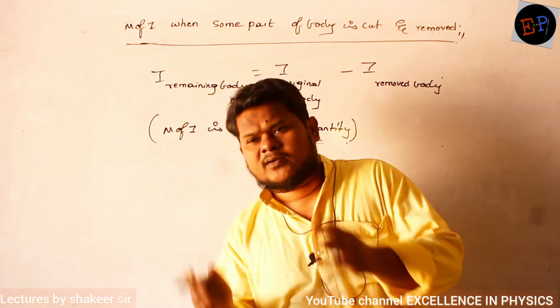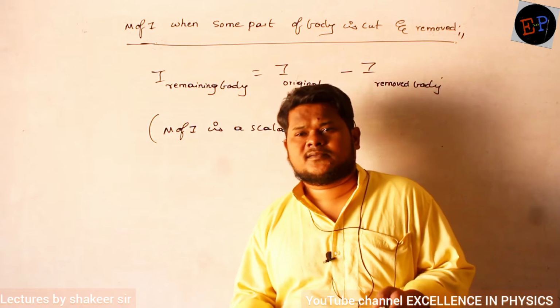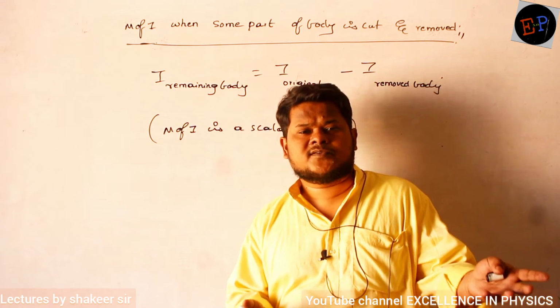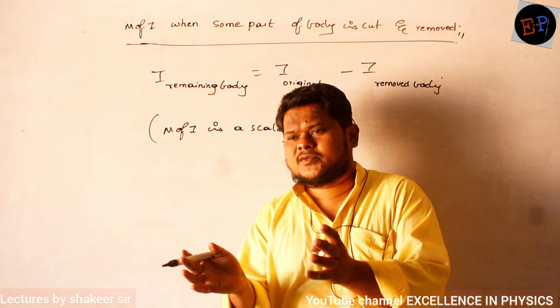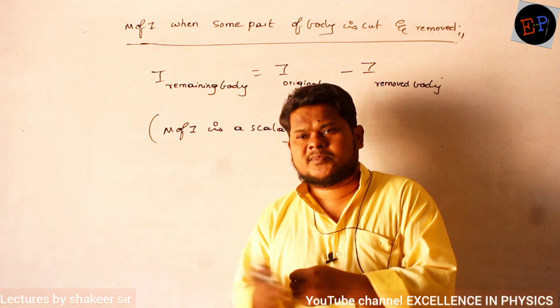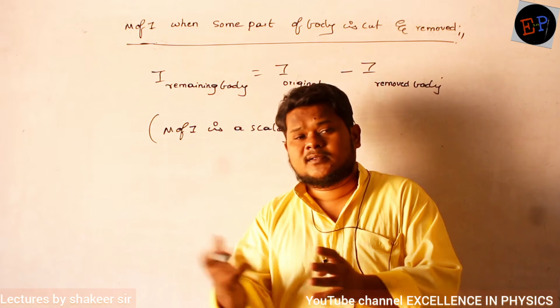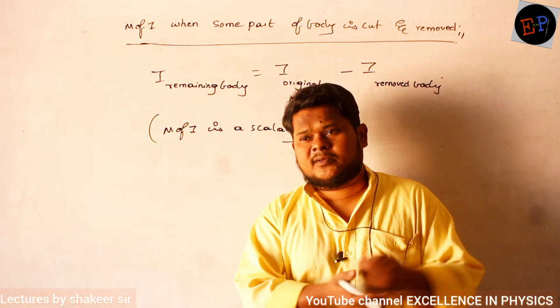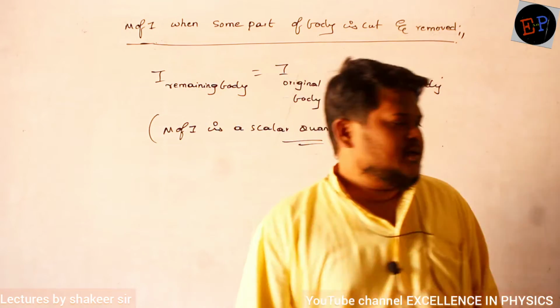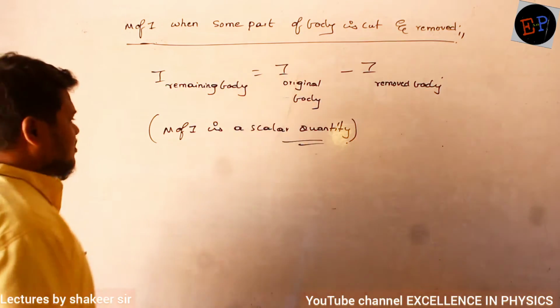You have 10 kg of sugar. You have removed 2 kg of sugar from that. Then what is the remaining amount of sugar? 8 kg. Same concept here also. You just remove the moment of inertia of the removed body. Then the remaining will be the moment of inertia of the remaining body. That's it. Let us do one problem so that we can understand what we are doing.